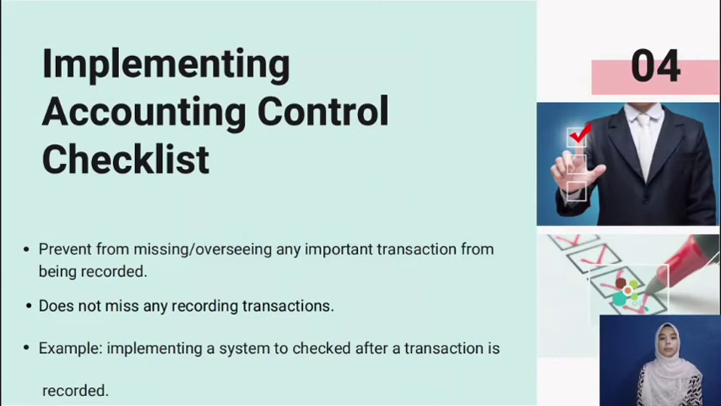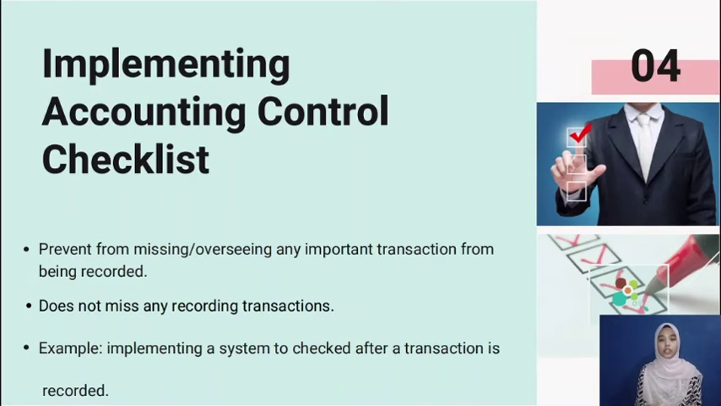The fourth is by implementing an accounting control checklist. An accounting control checklist can help prevent missing or overlooking any important transaction from being recorded. Other than that, it can also help from missing any recording transactions. For example, the transactions of paying the salary of indirect labor.